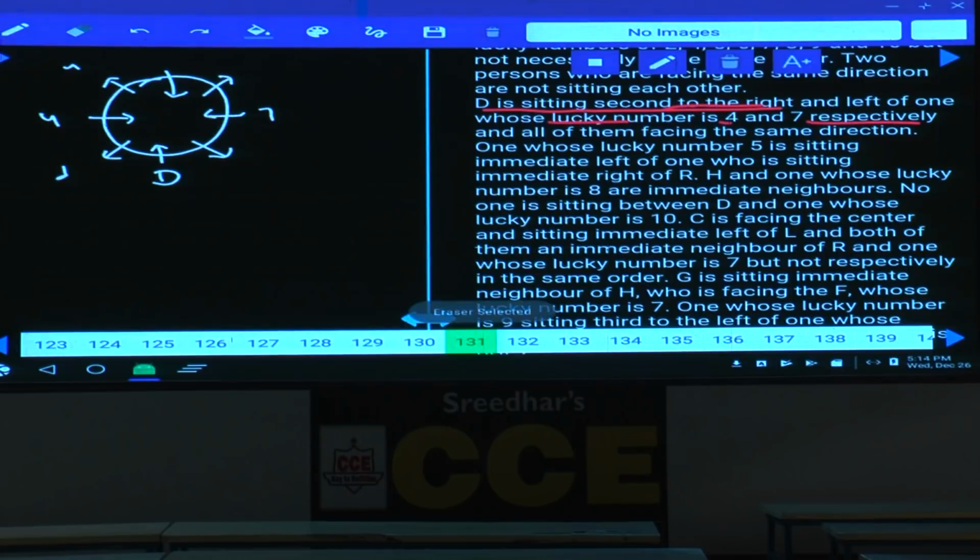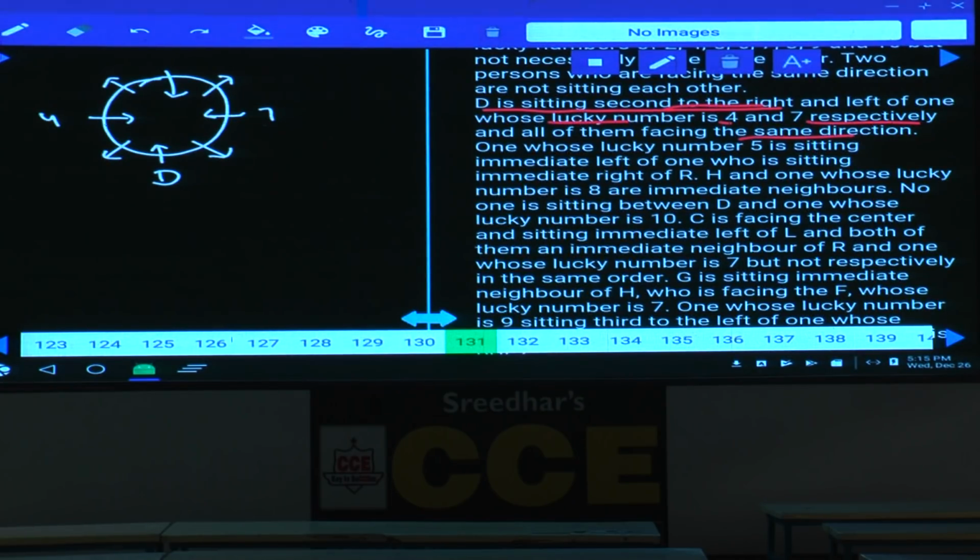Now that means alternate persons are facing the same direction. Either these persons, all the 3 are inward or all the 3 are outward, and all of them facing the same direction. That information is not required. We know that information. And the one whose lucky number is 5, seated to the immediate left of the one who is to the immediate right of R.